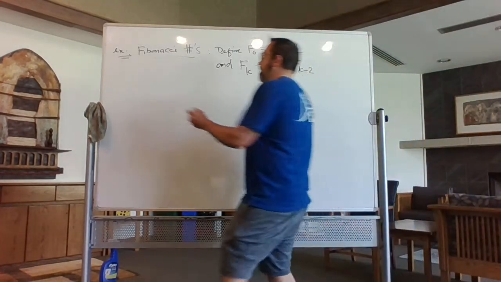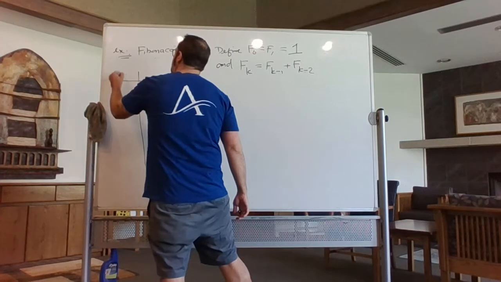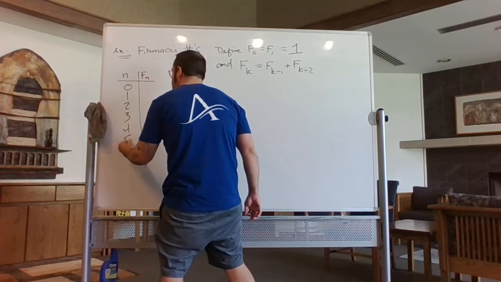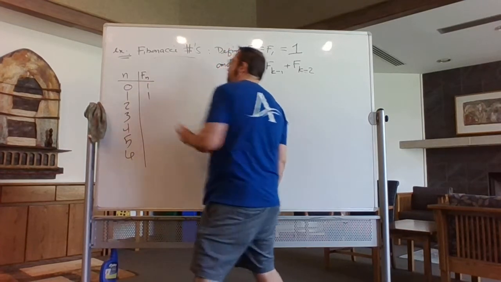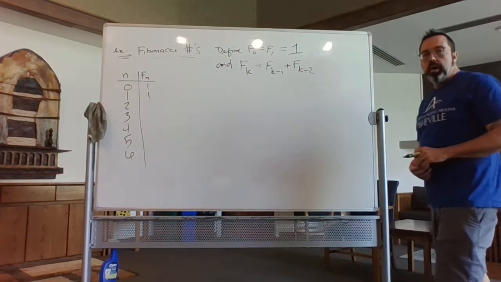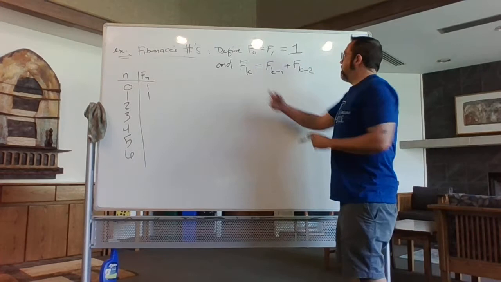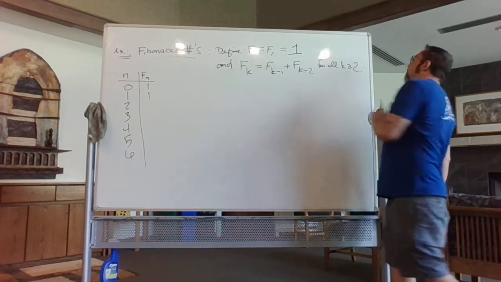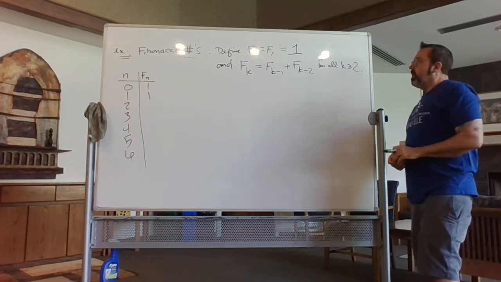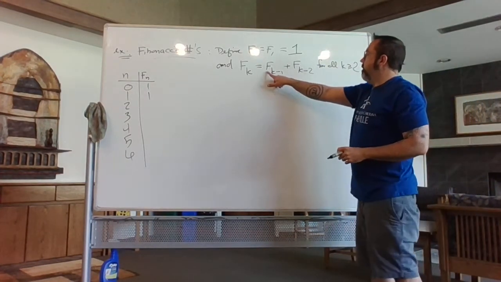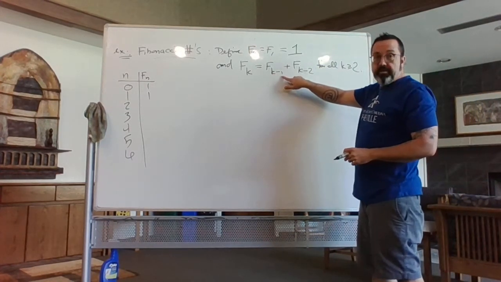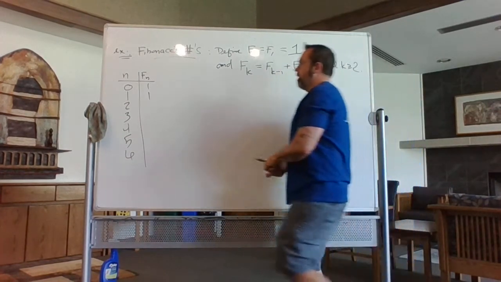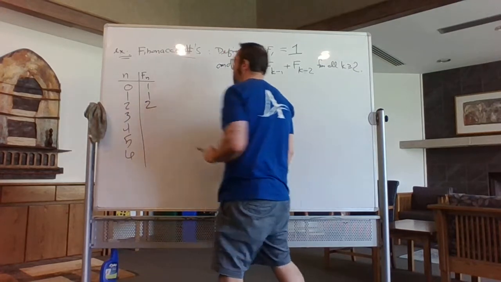Just for practice, let's figure out the first several terms of the Fibonacci sequence. We're given the 2 terms to begin with, 1 and 1. And then the recursive formula kicks in at the 2nd term. So at k equals 2, we see that we have f sub 2 minus 1, which is f sub 1, plus f sub 2 minus 2, which is f sub 0. So we look at the previous 2 terms and we add them together.